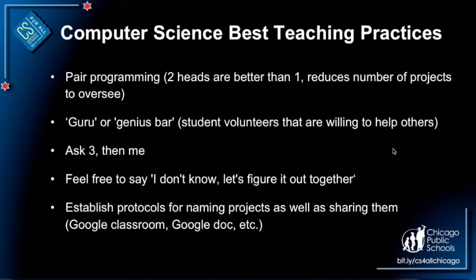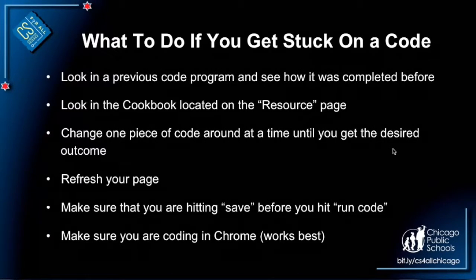And then what to do if you get stuck on a code. You can look at a previous code and see how it was completed before. And that's not necessarily cheating. I mean, there's a lot of remixing involved. And you'll cover that in module one as well. Look in the cookbook that's located in the resource page. That's an excellent resource for you.